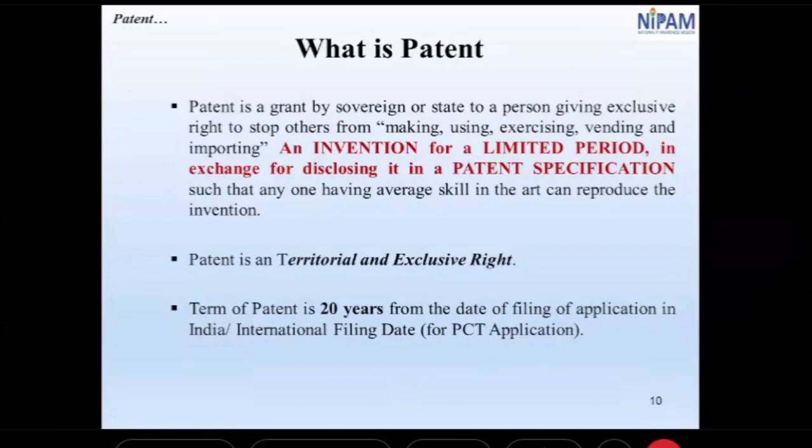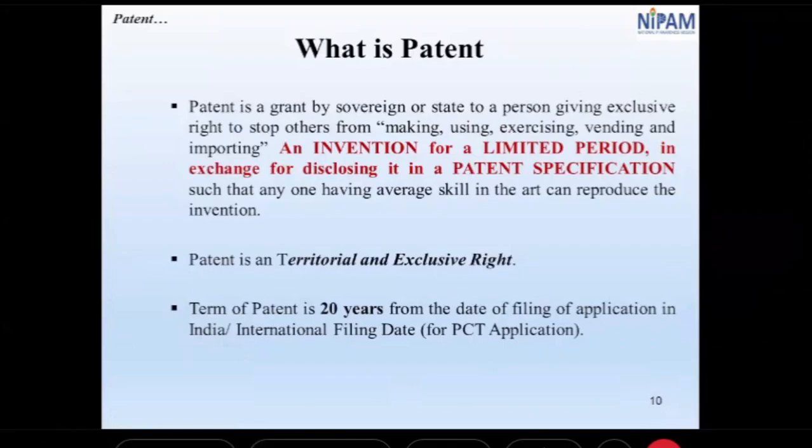So the Government of India is giving you the exclusive right for a limited period of time for an invention, in exchange for disclosing it in a patent specification such that anyone having ordinary skill in the art can reproduce it. So you are writing a patent specification and disclosing everything about your invention to the Government of India in a very detailed manner.